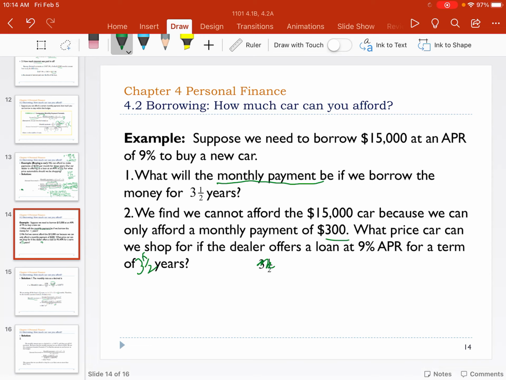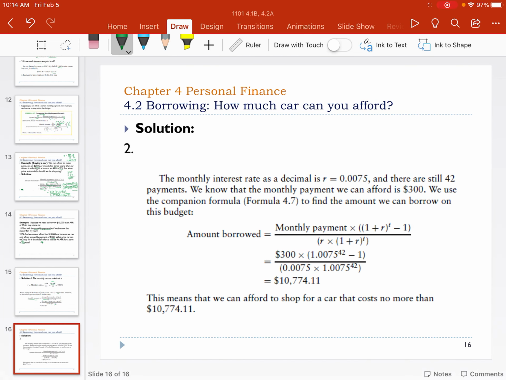We can only afford a monthly payment of $300 instead of $417. So what price car could we get for the same stuff? 9% APR, 3.5 years. Okay, what would happen? Well, let's find out. The monthly interest rate is the same, 0.0075, still 42 months. All that part's exactly the same.